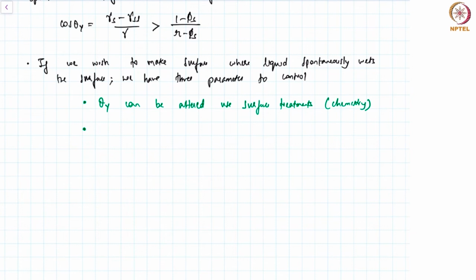And now you can also engineer surfaces such that r and phi s can be controlled via geometry, meaning r and phi s are geometry parameters. So if you can manufacture surfaces with a prescribed r and phi s, and if you can do chemical treatment on the surface, then you can always make a surface in such a way that it spontaneously wets the surface. Now, why would one want to make such a surface?